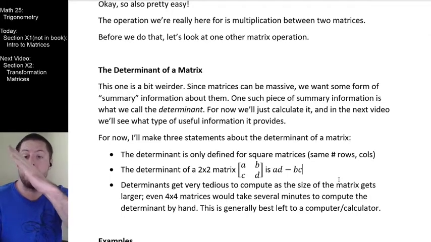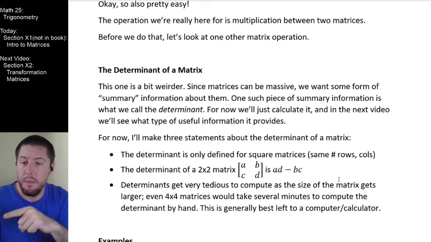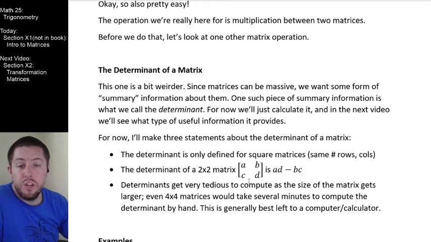We're going to take the product of the two numbers on the downward facing diagonal, and we're going to subtract off the product of the two numbers on the upward facing diagonal there. The third thing that you should know about determinants is that they get super tedious to compute as the size of the matrix gets larger. Even doing the determinant of a 4 by 4 matrix by hand would take me like 5 minutes to do. It's really obnoxious and tedious.